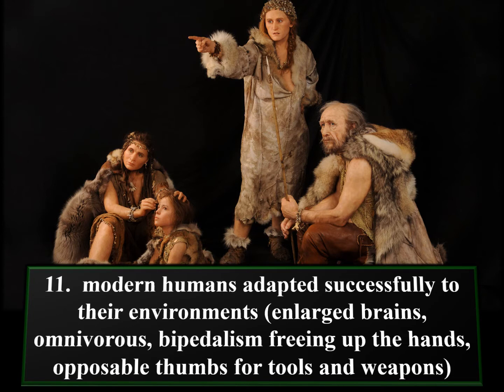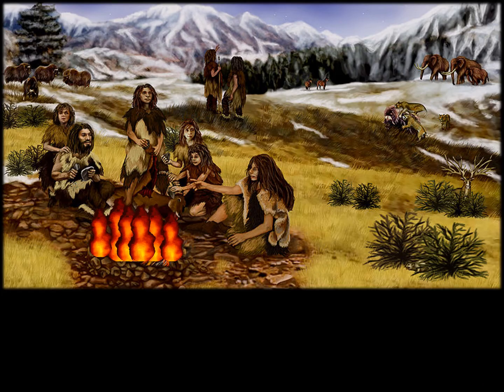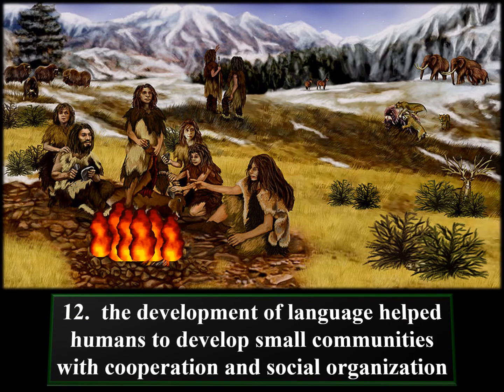Modern humans adapted successfully to their environments, and that's why they were able to survive. They had enlarged brains. They were omnivorous, meaning they could eat both plants and animals. Bipedalism freed up the hands. They could just walk upright. And they had opposable thumbs for use of tools and weapons. The development of language helped humans to develop small communities with cooperation and social organization.